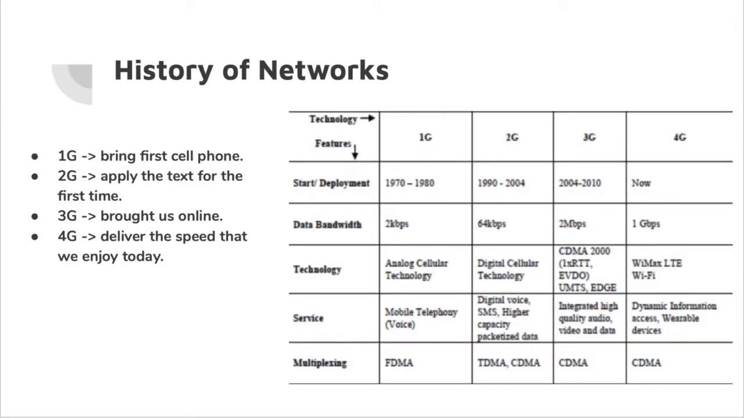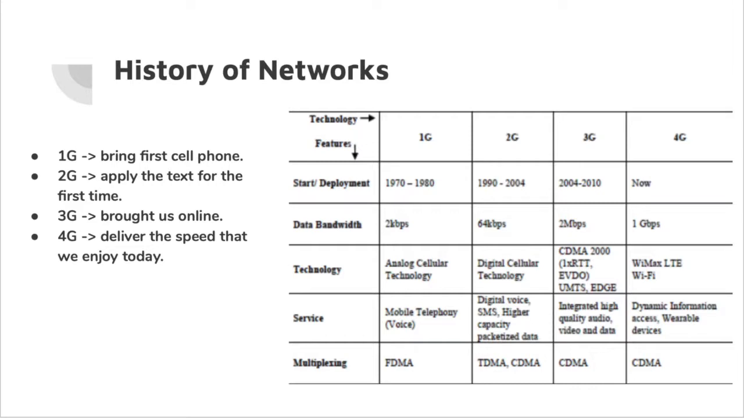First, I will give a brief introduction about the history of the network. This technology started with 1G, which was introduced in the 70s, supports analog cellular technology with 2 kilobytes per second data bandwidth. And most importantly, it brought the first cell phone. Then 2G was introduced in the 90s with digital cellular technology with 64 kilobytes per second of data bandwidth. This technology allowed us to send the first text message.